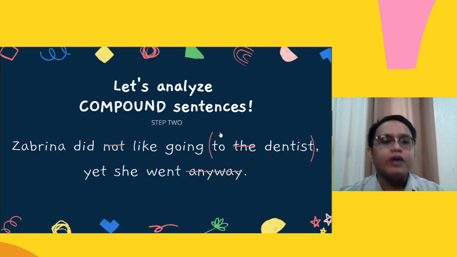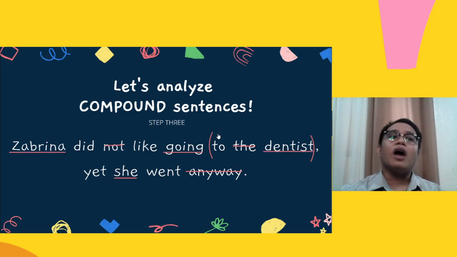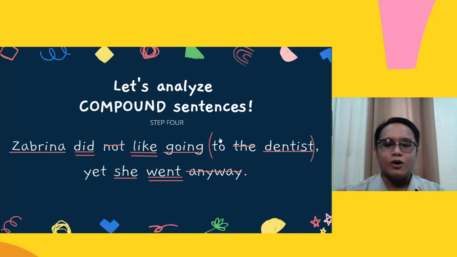There you go. Step number 3. So, we underlined Sabrina. We underlined going, and we underlined she. And step number 4, underline twice all the verbs here. What's our first verb here? Did like. Okay, so did like, and the next verb is went. So yun ani ang hitsura sa ato ang analysis. Okay? So Sabrina did not like going to the dentist, yet she went anyway. Okay? Now let's go to the complex sentence.